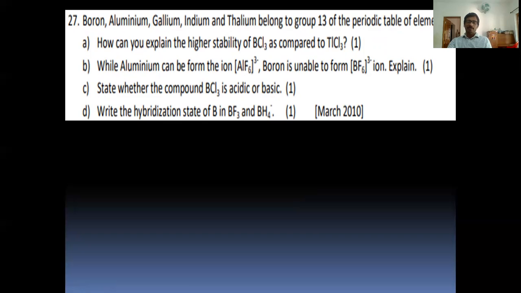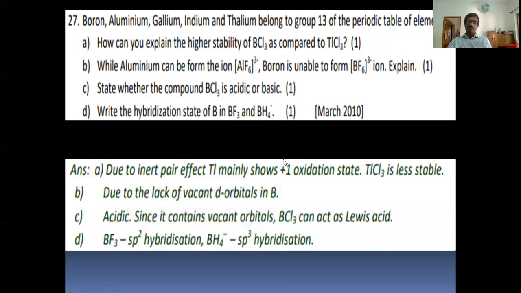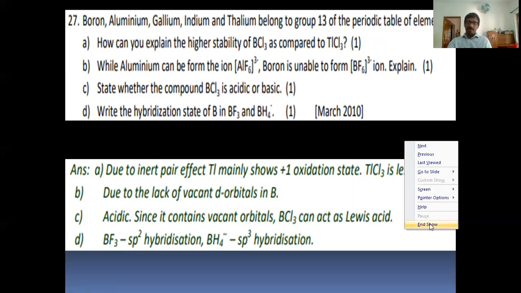While aluminum can form the ion AlF6 3-, boron is unable to form BF6 3- ion. Explain. Due to absence of d orbital. State whether the compound BCl3 is acidic or basic. BCl3 is electron deficient. It is a Lewis acid, so acidic. Write the hybridization state of boron in BF3 and BH4 minus. In BF3 sp2 and in BH4 minus sp3. Okay, we discussed several questions. You can see many questions are repeating, and therefore you study all the questions very well.